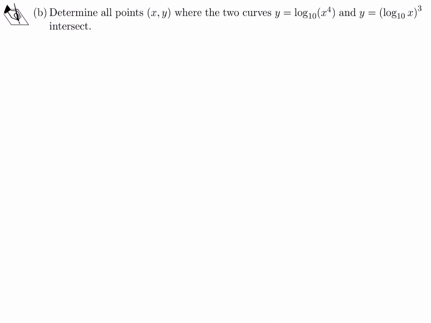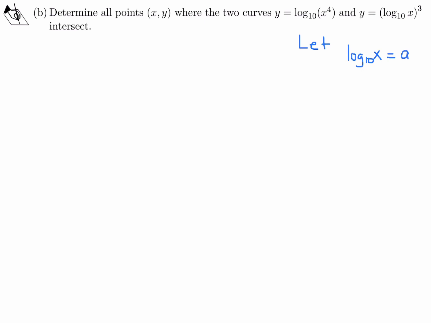Determine all points x, y, where the two curves y is equal to the log of x to the power of 4 to the base 10, and y is equal to log of x to the base 10 all cubed, intersect. To make matters simple in this question, I will let log of x to the base 10 equal some variable. We can just call it a.